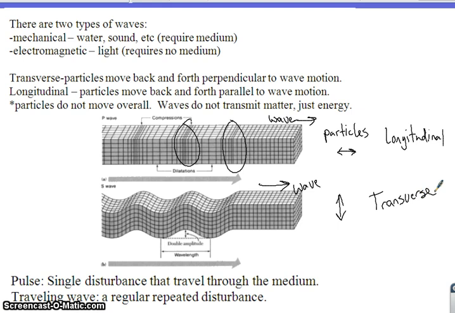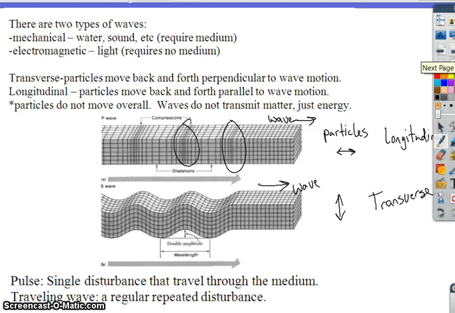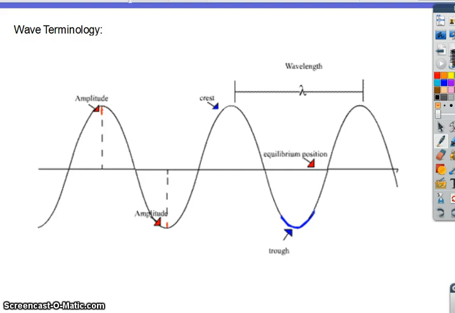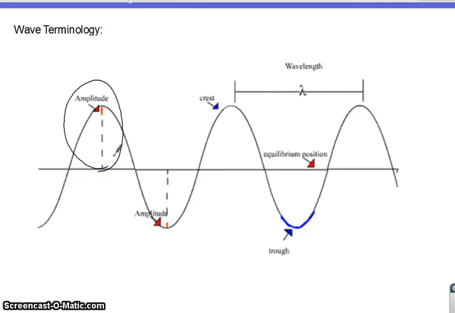Okay. When we're dealing with waves, we could talk about single pulses moving down, or we could also talk about a traveling wave. When we're looking at waves, there's different terminology, ways to talk about the wave that we need to be familiar with. So here is a picture of a transverse wave, and we talk about the amplitude of the transverse wave. This is the size of the disturbance.